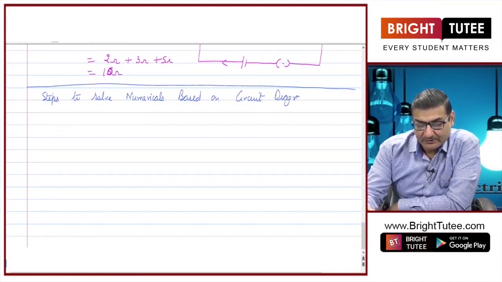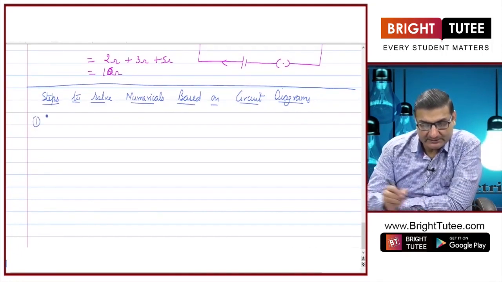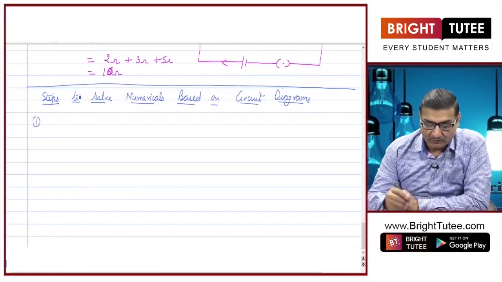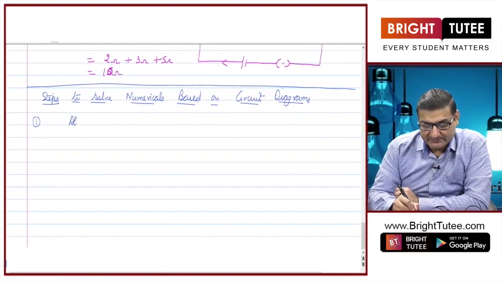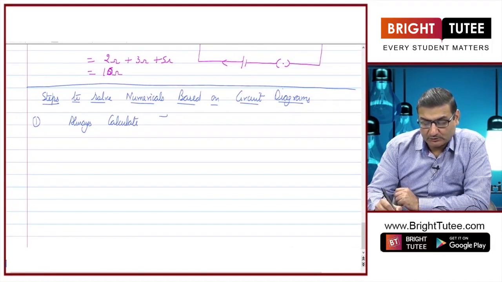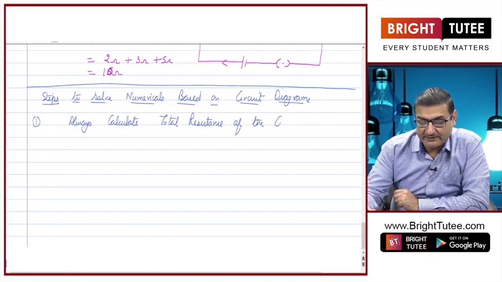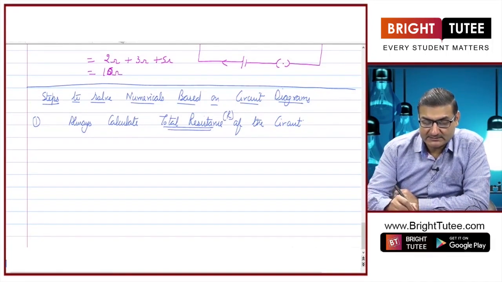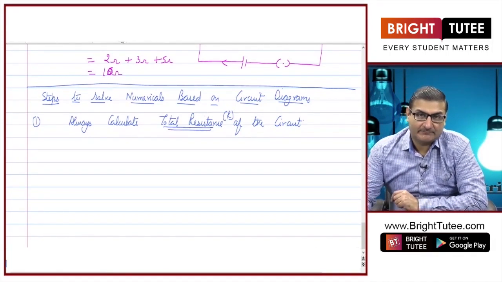Based on circuit diagrams, there are different types of questions that you will be facing. The initial type of questions will be taking these steps. After performing these steps, all the questions will be very easy for you. Now, what are the steps? First of all, always calculate the total R, total resistance of the circuit. This will be our first endeavor. We have to calculate the total resistance or the R of the circuit.